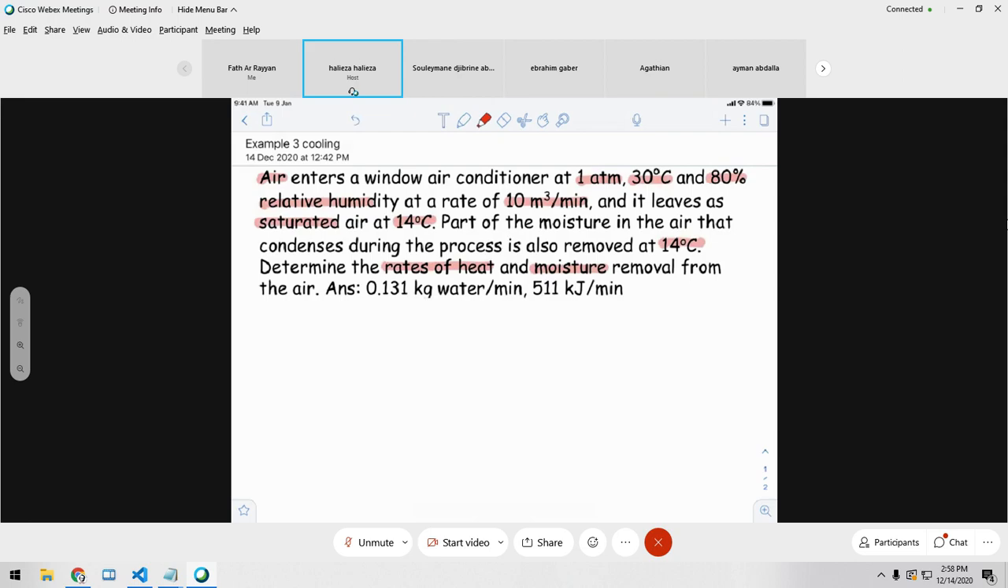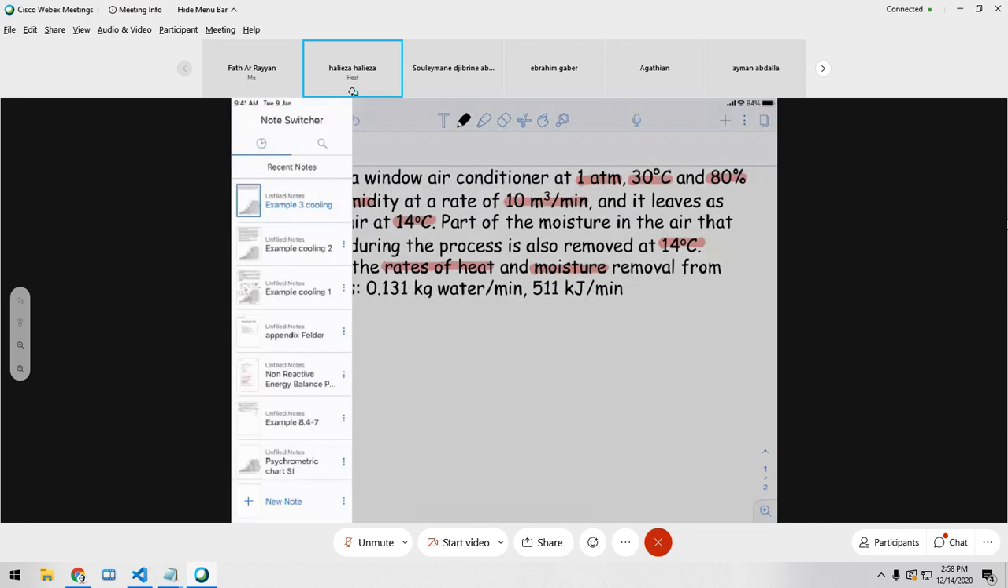The answer is given over here, so let's see whether we can come as close to it as possible. Let's draw our block diagram first. Oh yeah, guys, I need to remember, I just forgot. I need to write down the basis and the reference state.